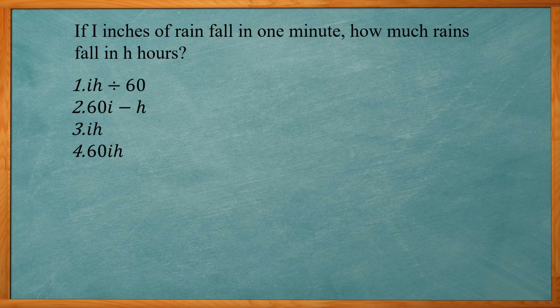This one reads, if I inches of rain fall in 1 minute, how much rain falls in h hours? Okay, so we got I inches in 1 minute. So I'll write my I inches in 1 minute. And we want to know in h hours, so we need to convert this to hours. So 60 minutes is to 1 hour. Now I need to write the minutes on the opposite side of the fraction than where it started, because the minutes will cancel out. So it needs to be on opposite sides.